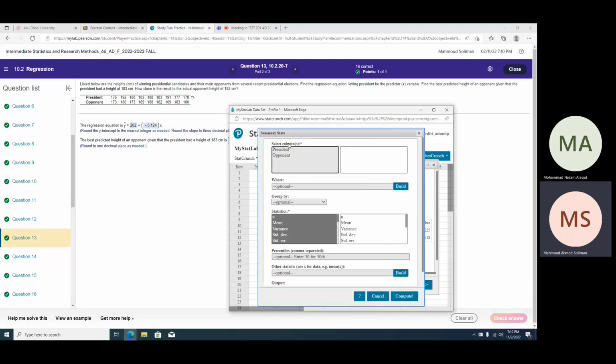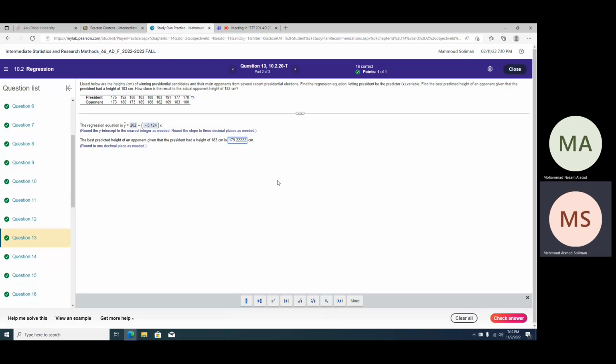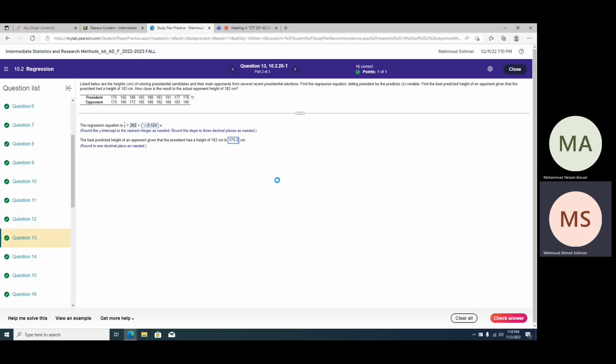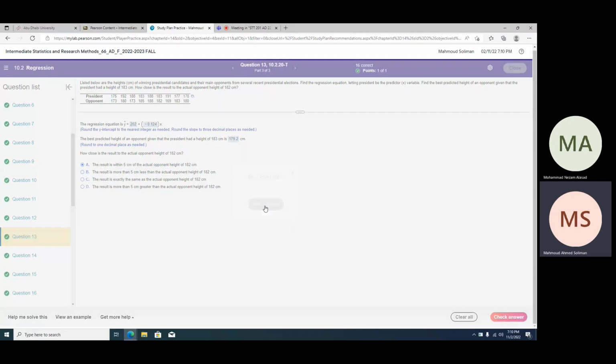Yeah, it's bigger than both of them. So we want to predict the opponent's height. The opponent. Okay. Wait, was this the...? No. 1 decimal. So is it within 5? Yes, it is. So is the result more than 5? No. The result is less than, okay. First one, I think. Yes.